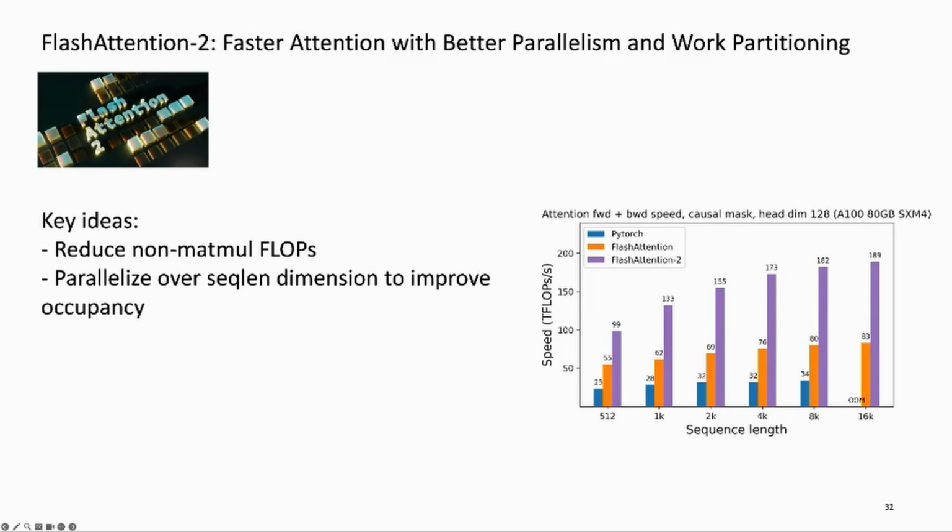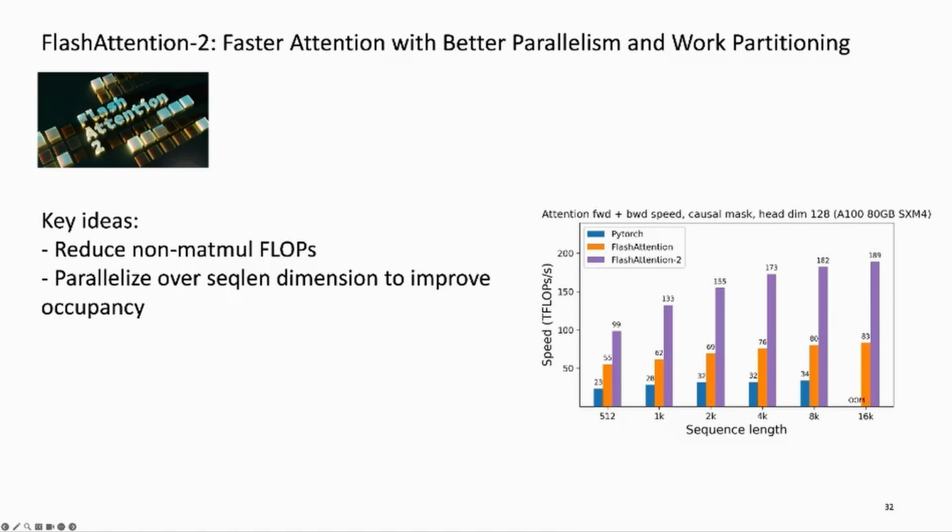The second idea is to parallelize over a sequence length dimension to improve occupancy. In many cases where the batch size or number of heads is really small, we weren't really using all of the GPU resources. So by parallelizing more, we have more work so that more of the GPU could be used.